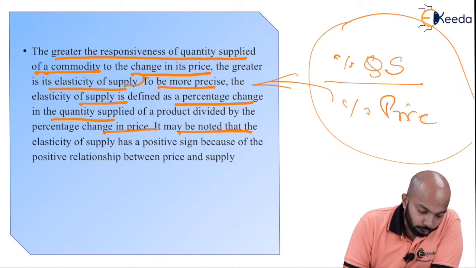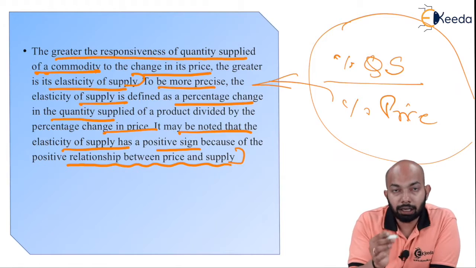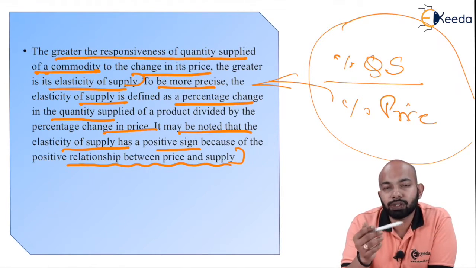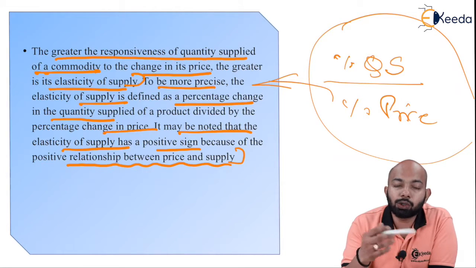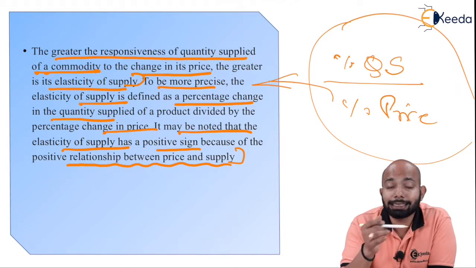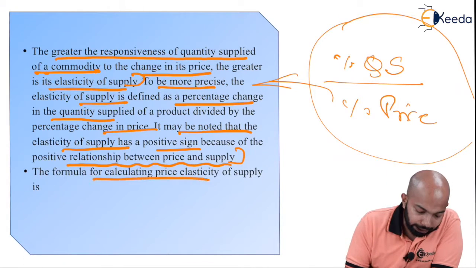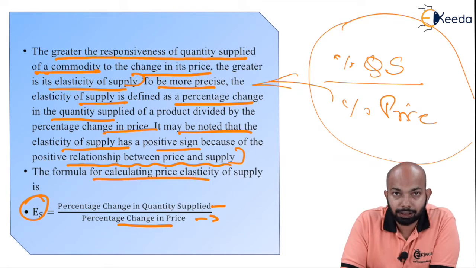It may be noted that the elasticity of supply has a positive sign because of the positive relationship between price and supply. Here we need to understand that for demand there was a negative slope, hence a negative relationship. Here it shares a positive relationship, because an increase in prices leads to an increase in supply, so that is fine. The formula for calculating this is percentage change in quantity supplied upon percentage change in price. This is the same thing that we have discussed right now.